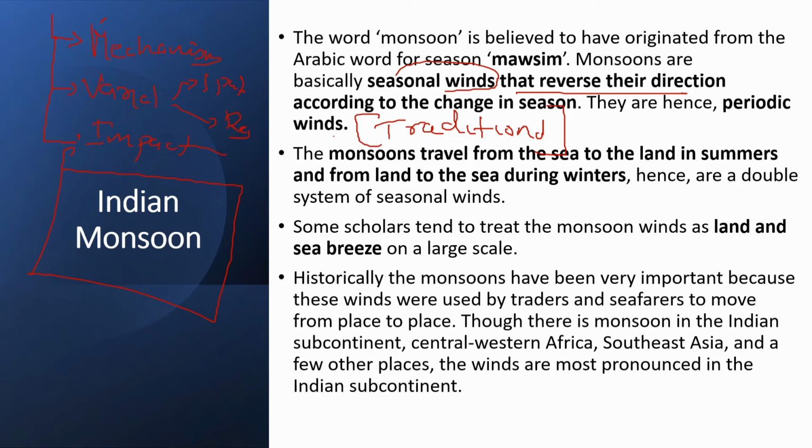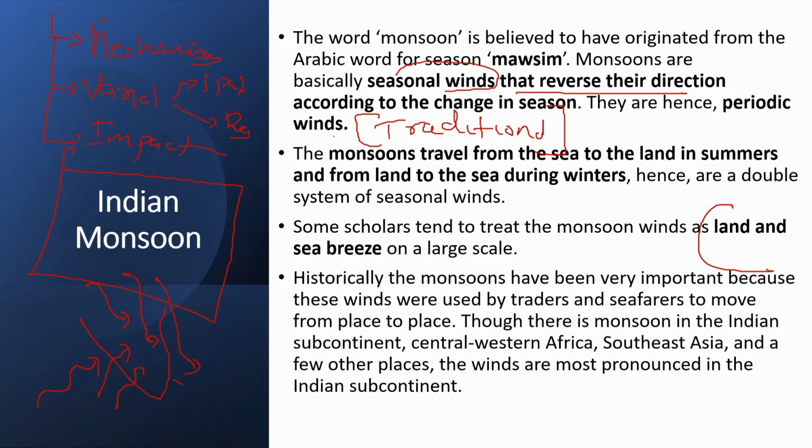So monsoon winds travel from sea to land in summers and from land to sea during winters. That means during summers, these monsoon winds travel from this Arabian Sea region to the mainland Indian region, and in winters they return back from the mainland region to this ocean region. So this nature of monsoon winds also leads to the classification of monsoon as land and sea breeze also.